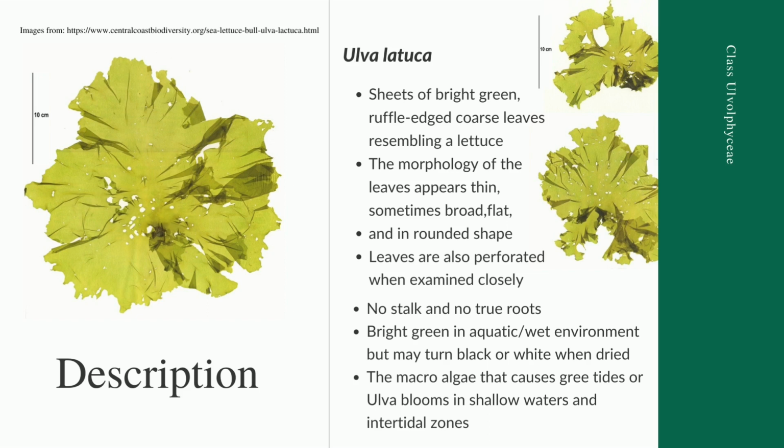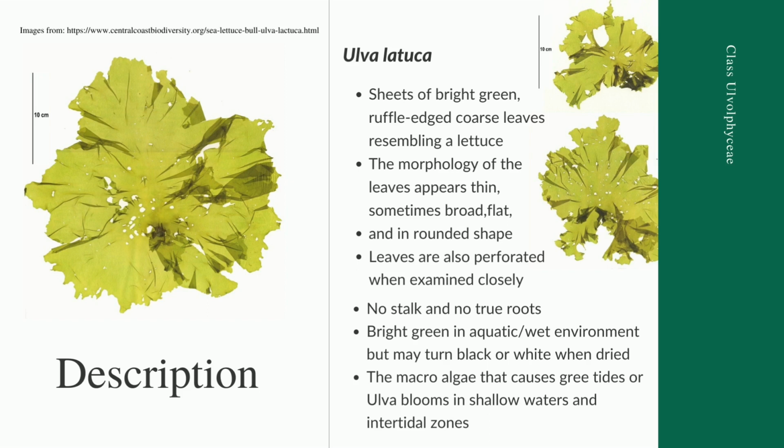The leaves are thin, broad, flat, and almost rounded in shape. Well, you can see it here in this illustration, but these leaves are perforated when examined closely. It has no stalk or true roots. It is bright green in its natural habitat, but when harvested, it may or may not turn into other colors like black or white. This alga is responsible for the Ulva blooms that we can observe in shallow waters and high to low intertidal zones.